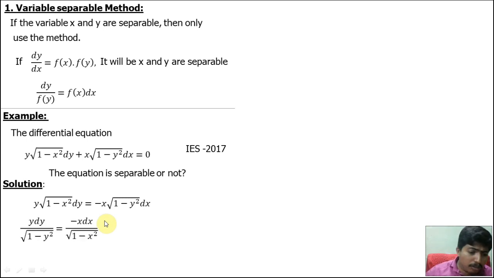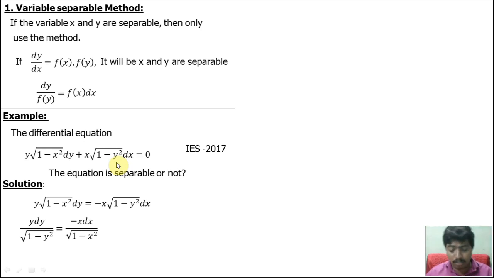Now this equation will become like this: y into dy divided by root of 1 minus y square is equal to minus x root of 1 minus x square dx. Here the left side has only the y variable and the right side has only the x variable. This equation is easily separable. So for solving this equation, the best method is variable separable method because the variables x and y are separable.